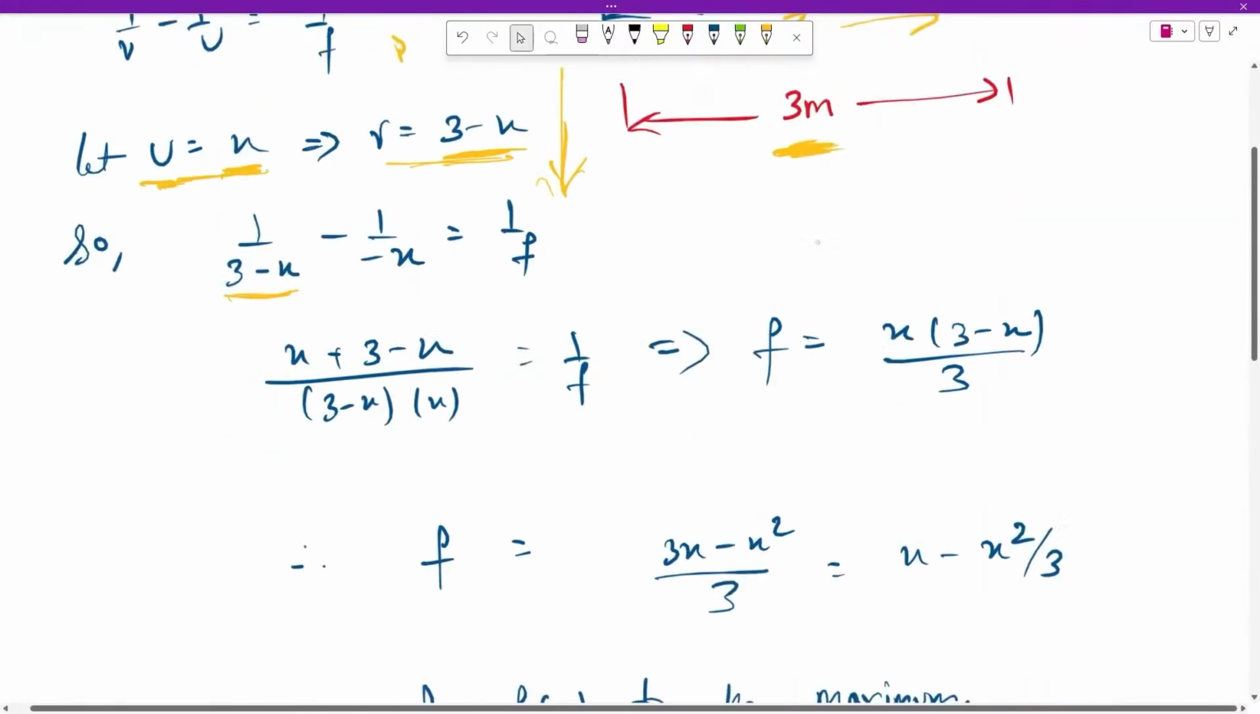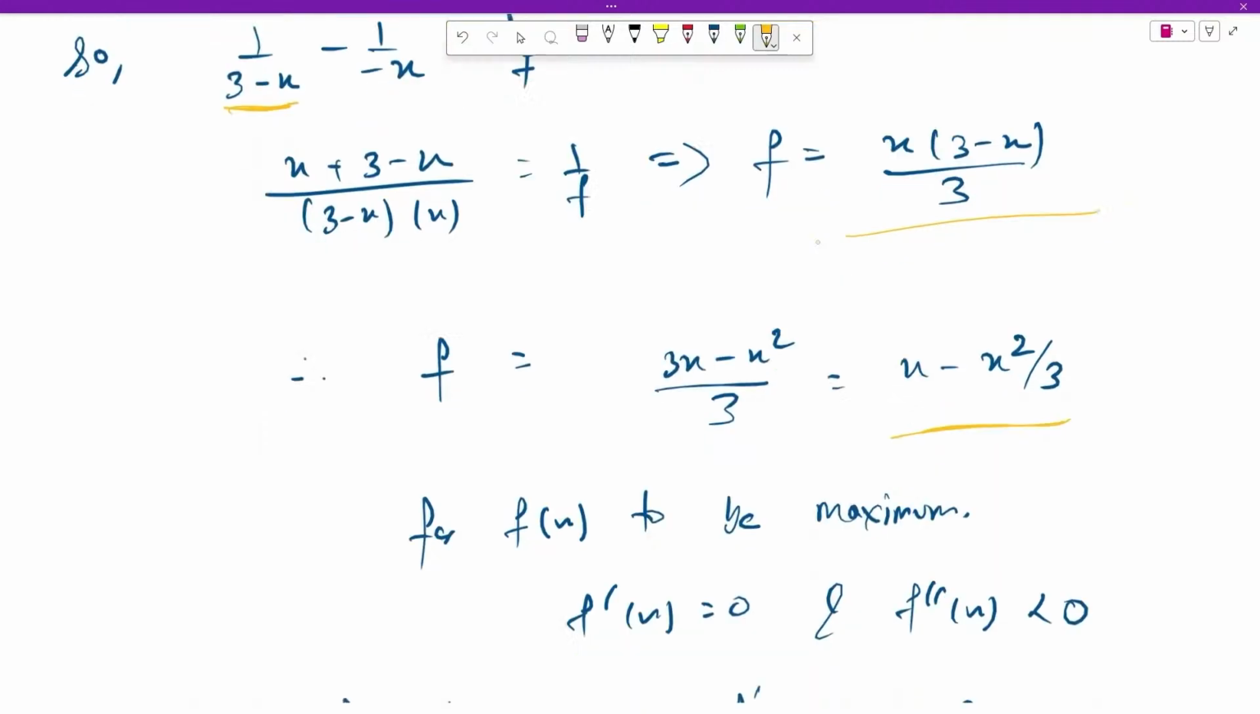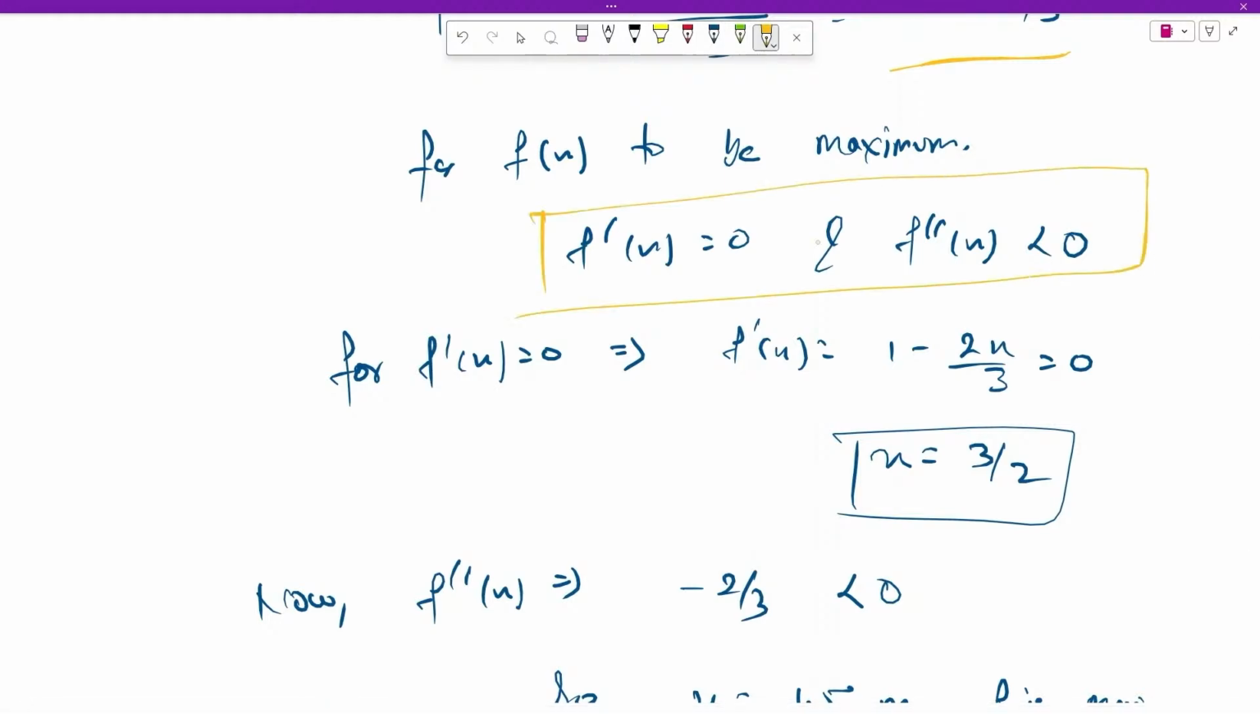Now solving for f, we get a value of f as x times (3 minus x) by 3. Now upon simplification, we will get f as x minus x square by 3. Now for f(x) to be maximum, for this focal length function to be maximum, we know the mathematical condition: f dash x, or the differentiation of the function of focal length with respect to x, must be equal to 0, and the double differentiation of that function with respect to x must be less than 0.